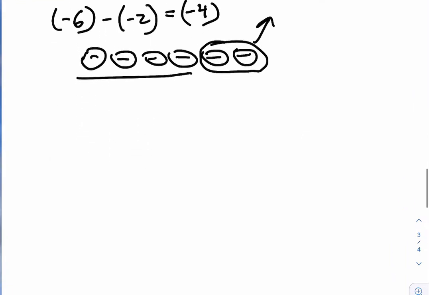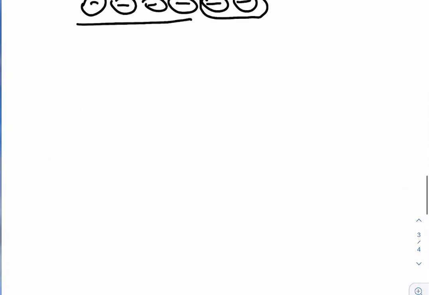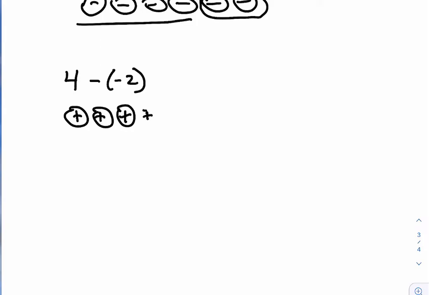Okay, let's try another one now, maybe where the chips aren't available. So let's say I have a 4 positive and I want to remove negative 2. So 4 subtract negative 2. So the first step is the same again. I draw my first set of chips representing that first integer. Second step again was I look to see if my second integer chips are available to remove. I don't have any negative chips at all. So now we need negative chips to remove.